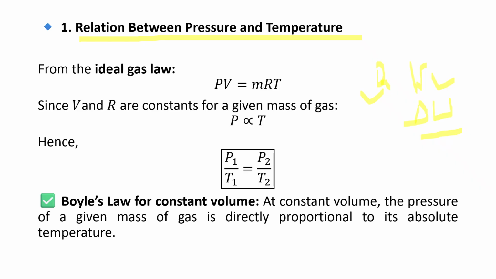As per the ideal gas law, PV equals mRT. At constant V and R, P is proportional to T. So we can say P1/T1 equals P2/T2, and that is nothing but our Gay-Lussac's law. At constant volume, the pressure of a given mass of gas is directly proportional to its absolute temperature. So that is known to us.